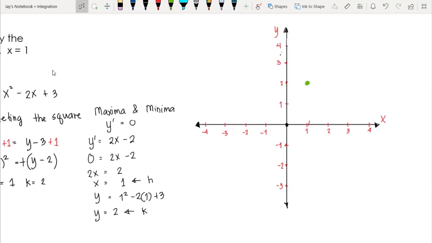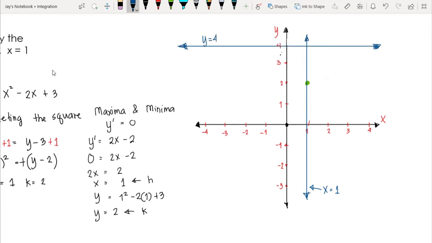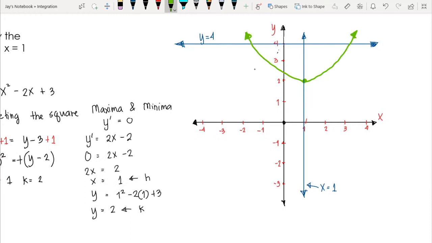So when we have x is equal to 1, we have on this line x is equal to 1, and y is equal to 4, we have this one, y is equal to 4. And then our parabolic curve, which is opening upward, we have this one, which has an equation y is equal to x squared minus 2x plus 3. Now we know that there are points of intersection between the lines and our parabolic curve.